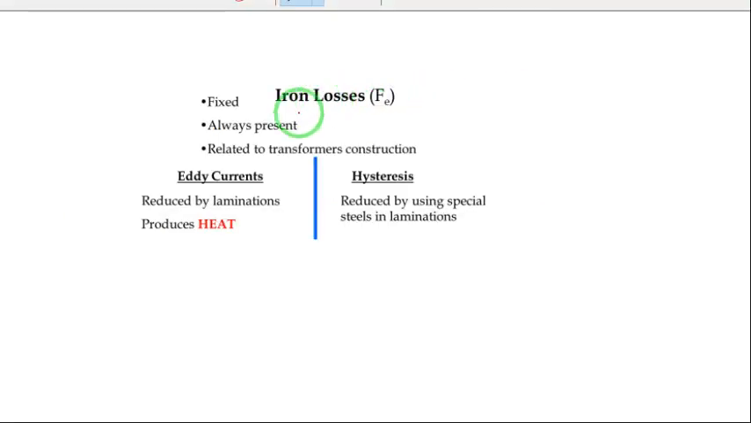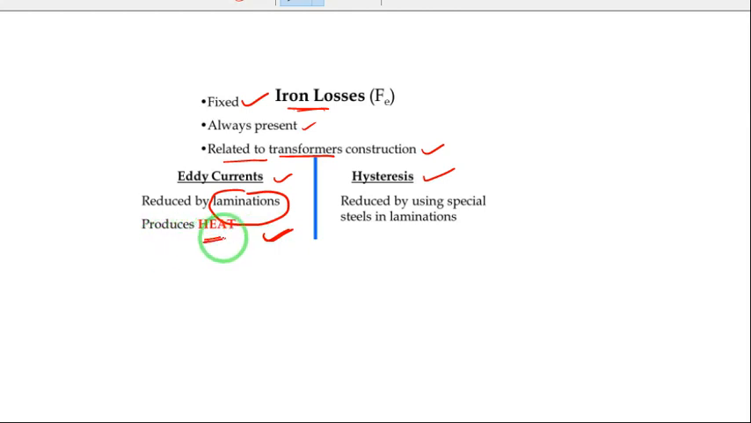In detail you can see here what iron losses are. Iron losses are nothing but fixed losses. They depend on the magnetic property of the material and are always present, related to the transformer construction. Iron losses are of two types, that is eddy current losses and hysteresis losses. Eddy current losses in the transformer can be reduced by laminations, very important.